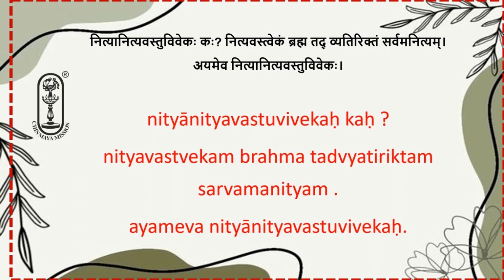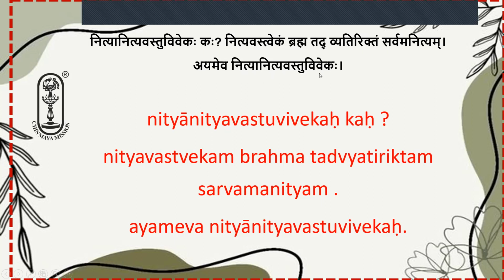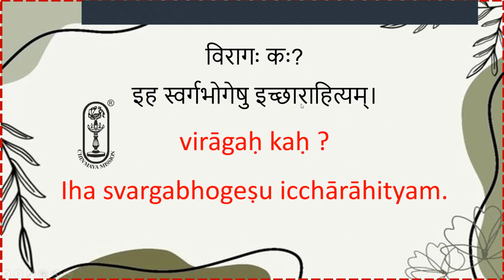So here he's saying, Nitya Vastu Ekam Brahma. Only one Brahma is there, that is Nitya. Tat Vyatiriktam Sarvam Anityam. Apart from that, everything is what? Everything is Anityam, temporary. Ayam eva Nitya Nitya Vastu Vivekaha. This is called Nitya Nitya Vastu Vivekaha. Okay, so now let me describe what it is.